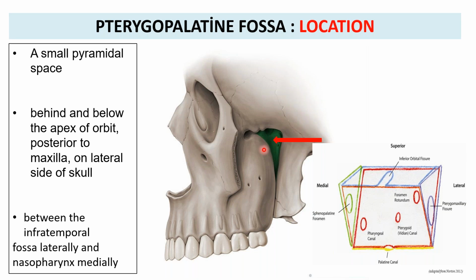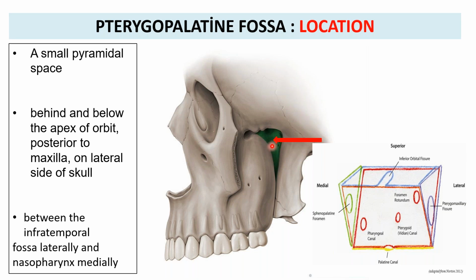From lateral to medial, if we see, it is between the infratemporal fossa. This is the temporal region, and below it is the infratemporal region. So from lateral to medial, it is between the infratemporal region or the infratemporal fossa, which is lateral, and the nasopharynx and the nasal cavity medially. So this is the location of the pterygopalatine fossa.